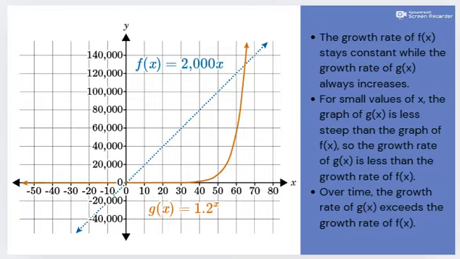The growth rate of f of x stays constant while the growth rate of g of x always increases. For small values of x, the graph of g of x is less steep than the graph of f of x, so the growth rate of g of x is less than the growth rate of f of x. Over time, the growth rate of g of x exceeds the growth rate of f of x.